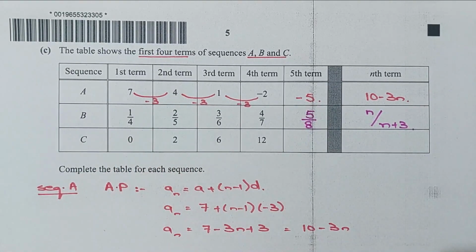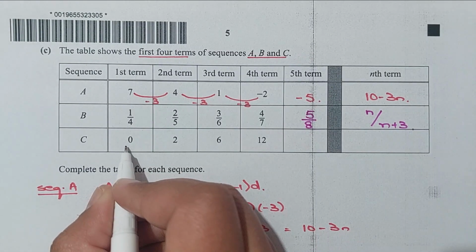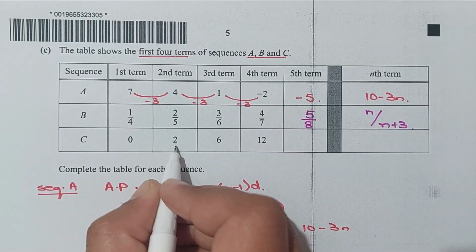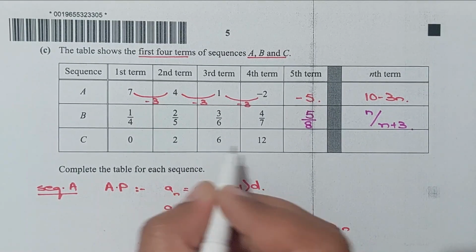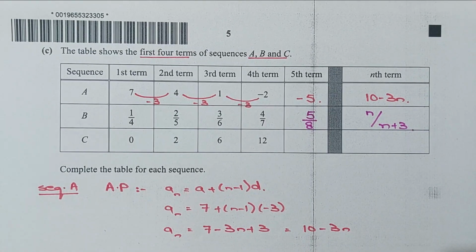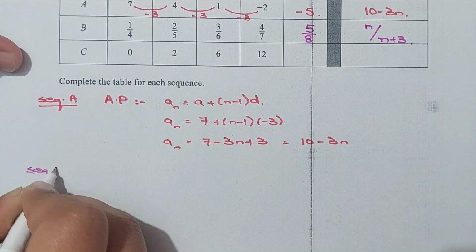Now for part C, 0 to 6. I guess it's times by something. The first term is 0. Then we have 2. 2 times 3 is 6. 6 times 2 is 12. No, I think it is a quadratic sequence. Let me write down sequence C.